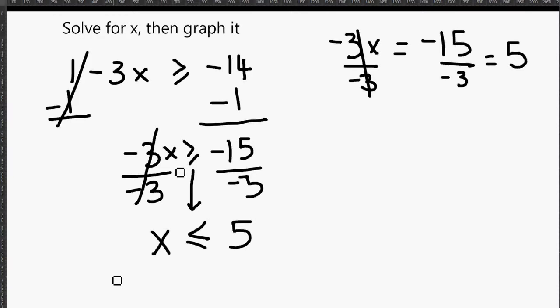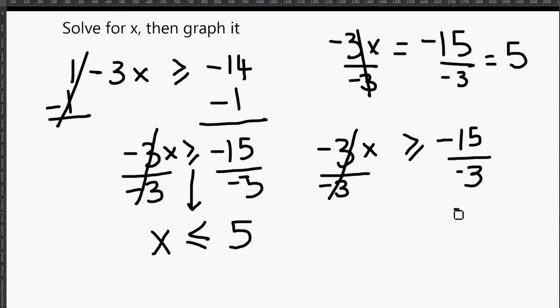So just to show you that again, when you have a negative number on one side, and you're dividing it out, so I'm going to divide by negative 3 instead of a positive 3, I'm going to divide this side by negative 3 too, and I get 5 on this side, I get x on this side. You have to flip the sign. So flip it over so it's less than or equal to 5. It's that simple.